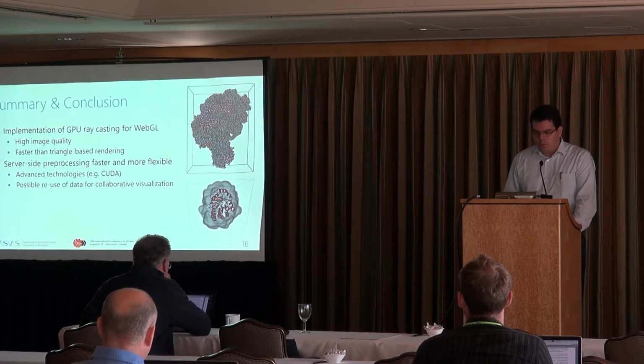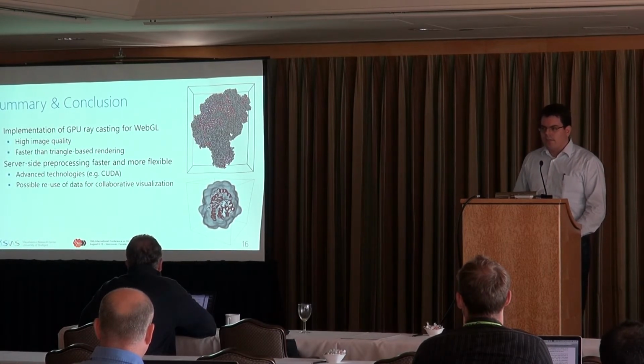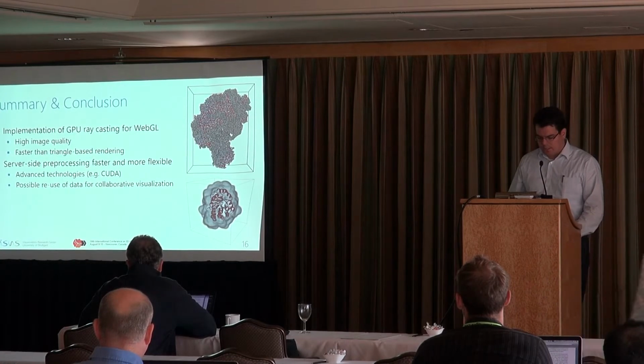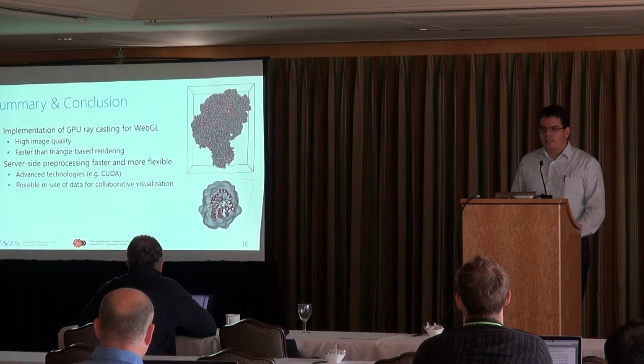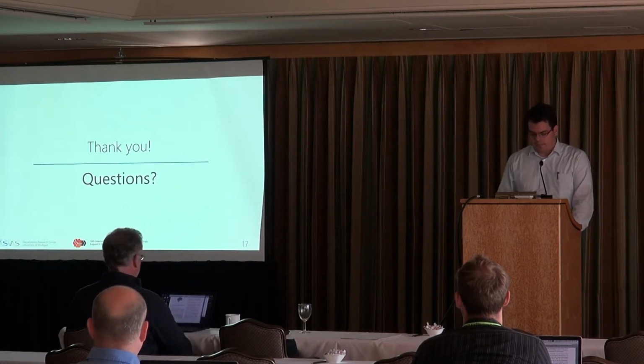So to sum up, we have shown an implementation of GPU raycasting for WebGL, which gives high image quality, the same as on the desktop machine, and it's faster than triangle rendering. We prefer the server-side preprocessing that I showed because it is faster and more flexible. In the server we can use, for example, CUDA or other acceleration techniques which might not be available on the client. And of course, the server-based implementation will allow us to reuse data for collaborative views. So if we have preprocessed the data set, we can send out the preprocessed data to a lot of different clients. So that's all. Thank you for the attention, and I'll be happy to take questions.